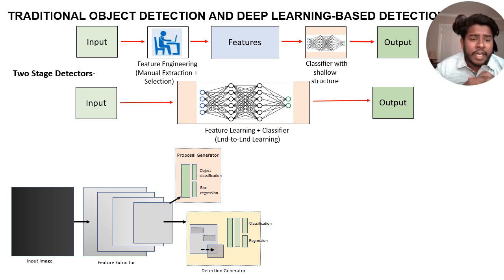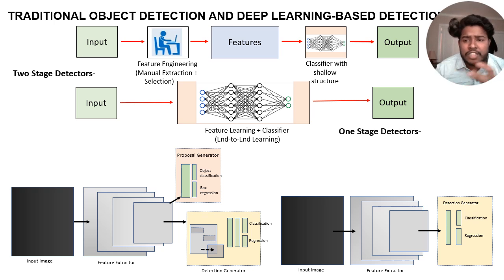In a two-stage detector, we have an input image, we have a feature extractor, then there is an RPN, a region proposal network, or basically a proposal generator that generates proposals, classifies the object, builds the box regressions, and then feeds that information to the detection generator. So this process is more accurate, but it takes more time because it is computationally very time consuming, and also complex.